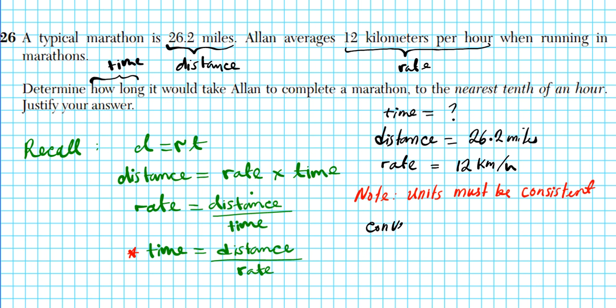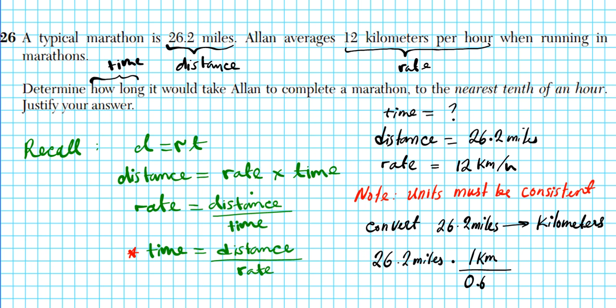Convert 26.2 miles to kilometers. So what we're going to do here is multiply 26.2 miles by the appropriate conversion factor. Okay, now if you take a look at your reference sheet, you will see that 1 kilometer is 0.62 miles. Okay, so how do we write it? We just multiply this by 1 kilometer over 0.62 miles.